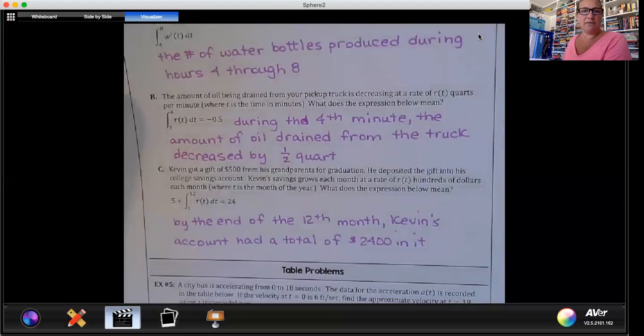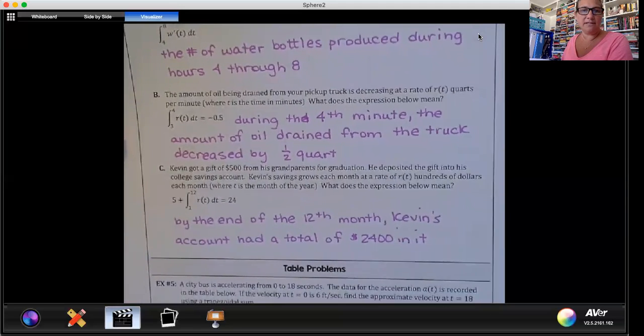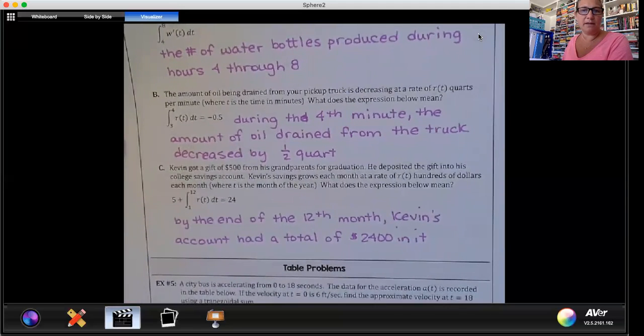Kevin got a gift of $500 from his grandparents for graduation. He deposited the gift into his college savings account. Kevin's savings grows each month at a rate of r of t hundreds of dollars each month. What does the expression below mean? So 5 is your initial condition. So from months 1 to 12, by the end of the 12th month, his account has a total of $2,400 in it.